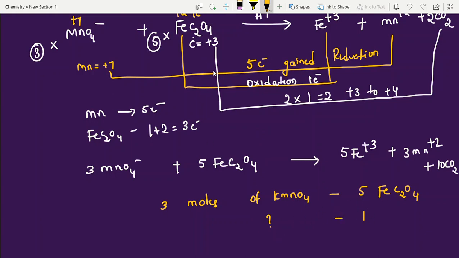NEET also, even in weekend examinations, they were asking this question for those who are writing high order problems, and for them also they're asking this question. 3 moles of KMnO4 reacts with 5 moles of iron oxalate. For 1 mole, how much? That's it. Is it clear, students? Then 1 into 3 by 5. 3 by 5 means 0.6 moles. That's all. This is your answer.